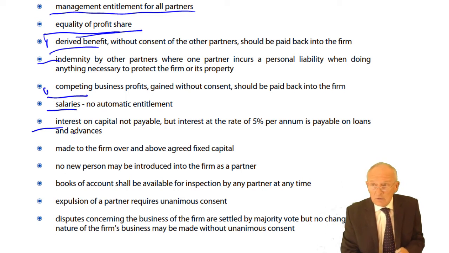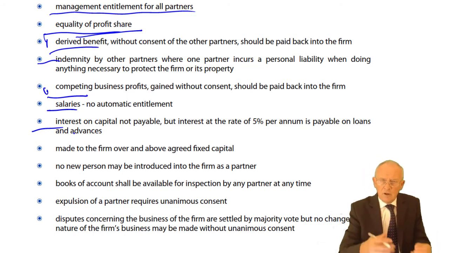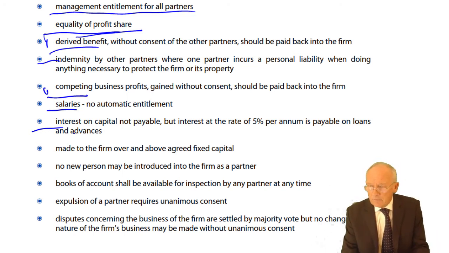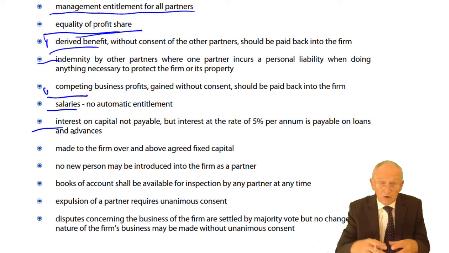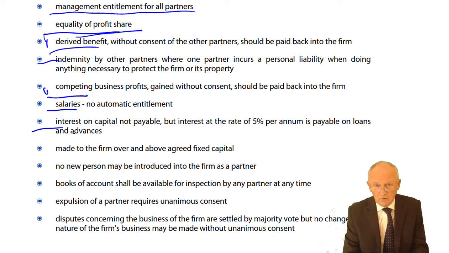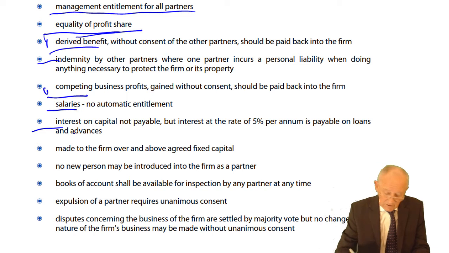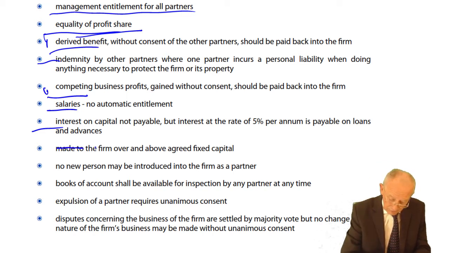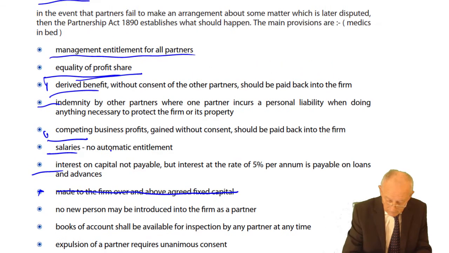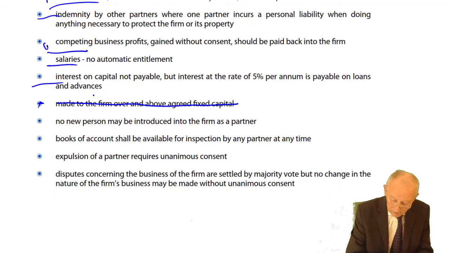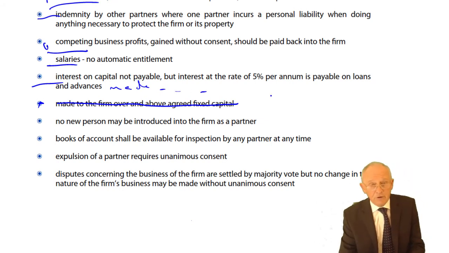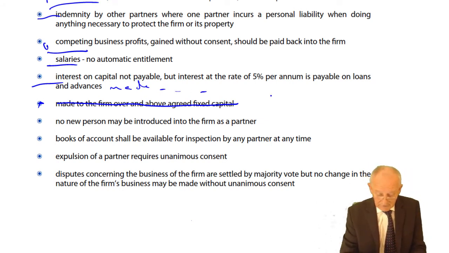No. It would be an appropriation. It would still be an appropriation of profits. So credit cash, debit profit and loss appropriation account. This is not a separate bullet point. It's part of loans and advances made to the firm over and above the agreed fixed capital. All right?